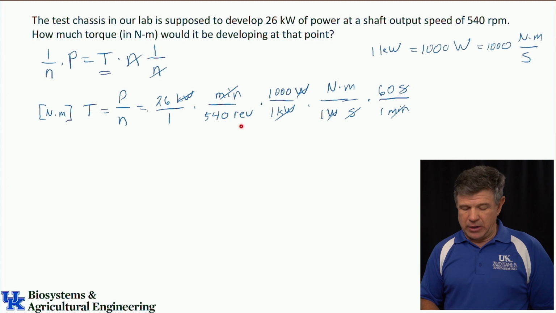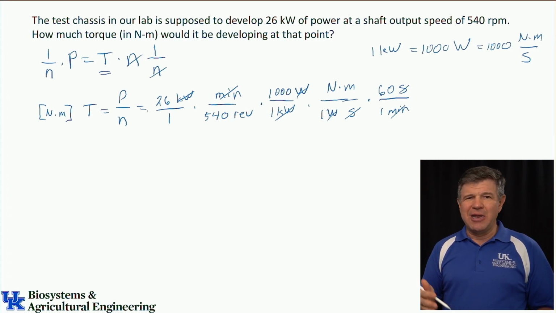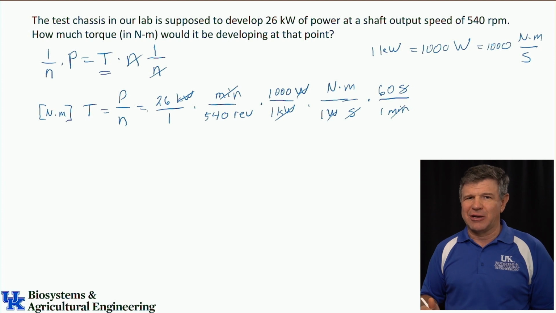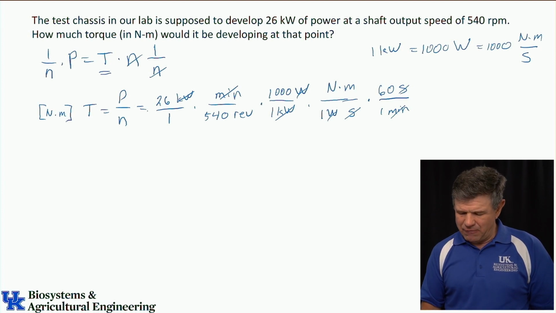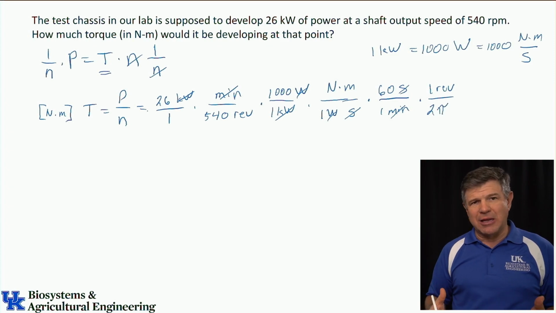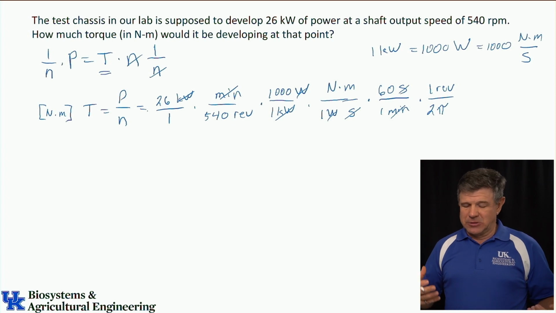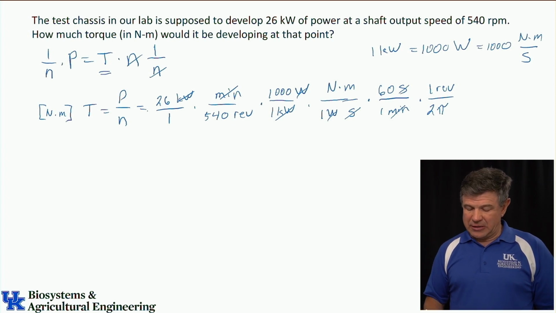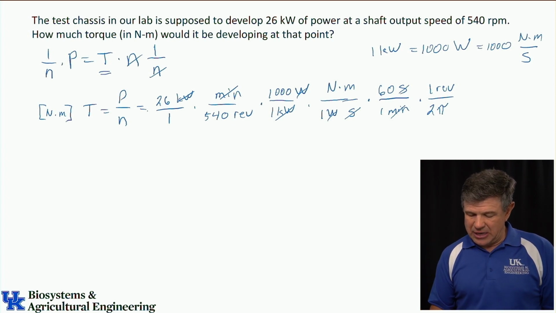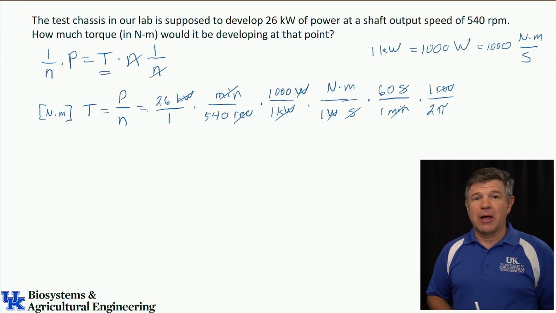What in the world do I do with revolution? Oh yeah, that was that radian 2 pi trick that we used to get rid of revolution. So I multiply this by 1 revolution for every 2 pi, and that was 2 pi radians. We ignore the radians. We consider that to be unitless. So let's just leave that like that. So that revolution is going to cancel off. And look what I'm left with.